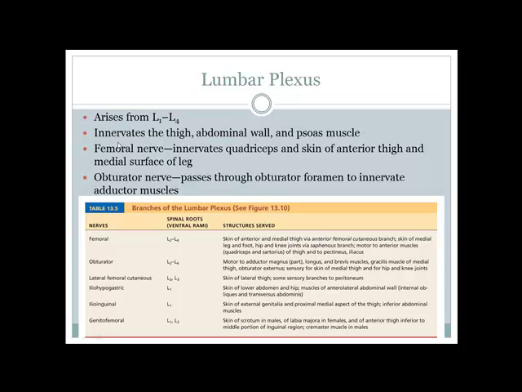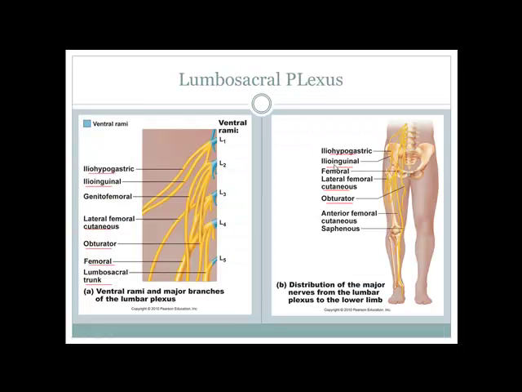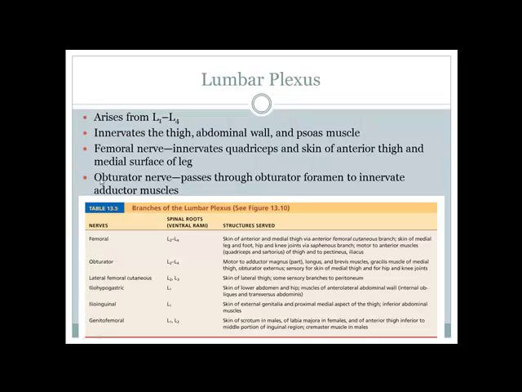So these guys are going to do your thigh, abdominal wall, and your hip flexors. You're going to have your femoral nerve and your obturator nerve. With your femoral nerve, this is going to do your quadriceps and the anterior thigh. With the obturator nerve, this guy is going to do your adductor muscles. I want you to know the name of the nerve, its spinal root levels, and the gist of what it does.